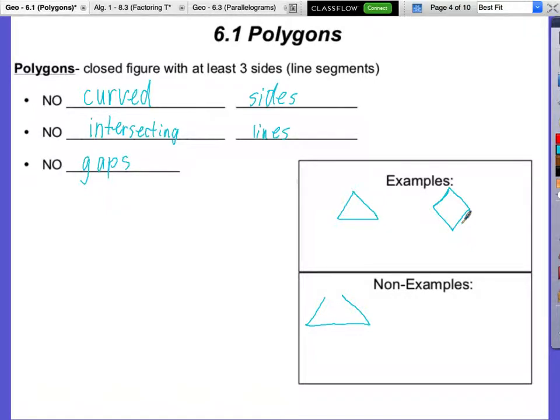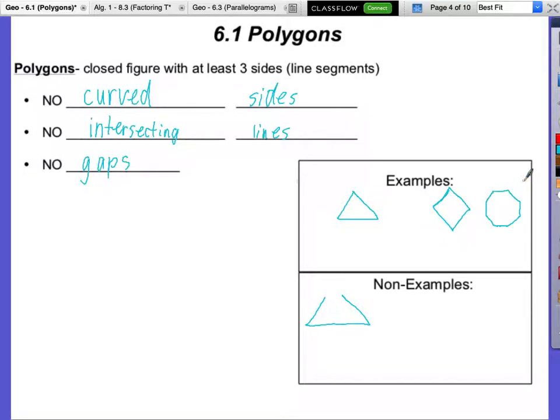And a stop sign, which is an example of an octagon, is a type of polygon. So an octagon would work. There are 8 different sides in a stop sign.